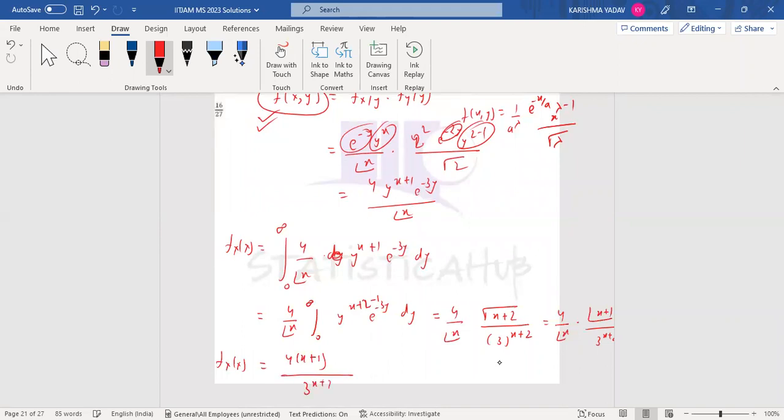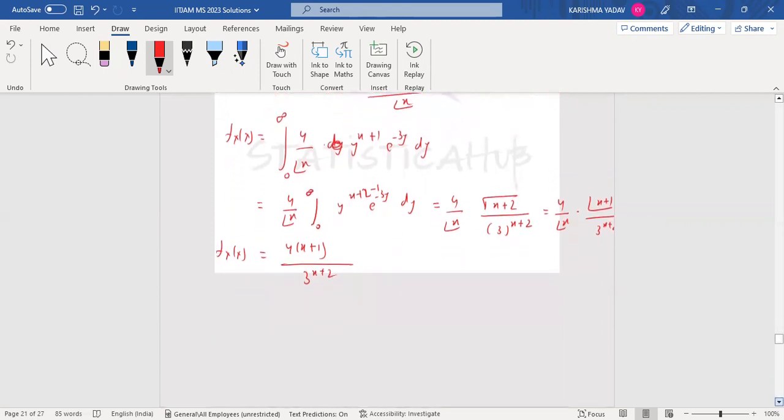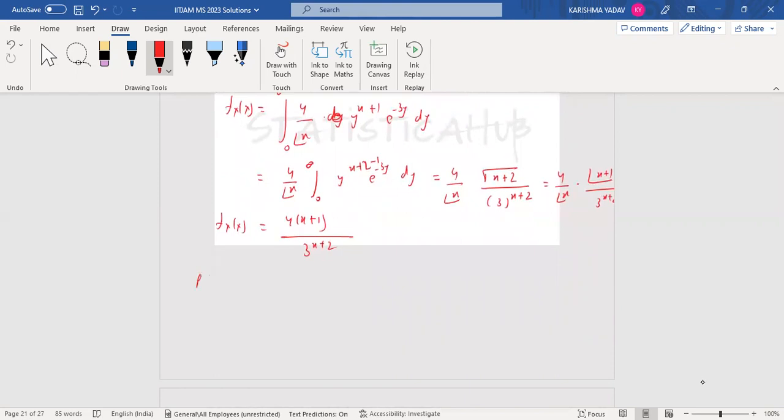Now we have to find the probability at x equals 0 and at x equals 1. So for finding the probability at x equals 0, we'll put x equal to 0 in this. That will be 4 times 0 plus 1 upon 3 to the power 0 plus 2, that is equal to 4 upon 3 squared. So we got 4 by 9. And what is the probability for x equals 1? Putting x equals 1 in this f of x, that will be 4 times 2 upon 3 to the power 3, that is 8 by 27.